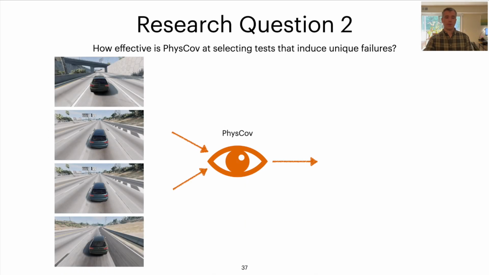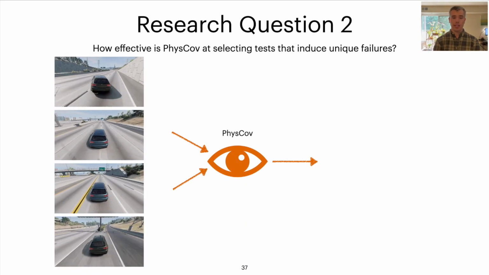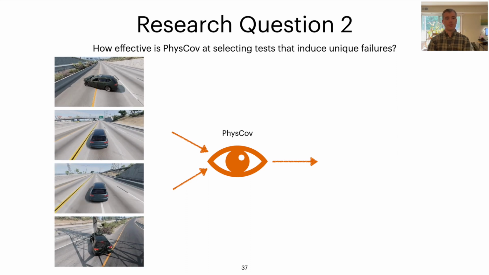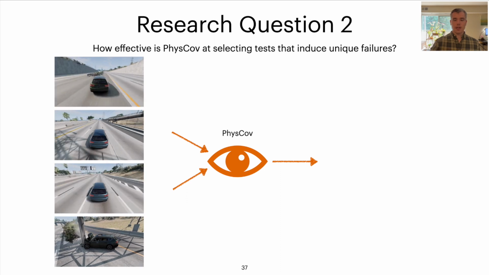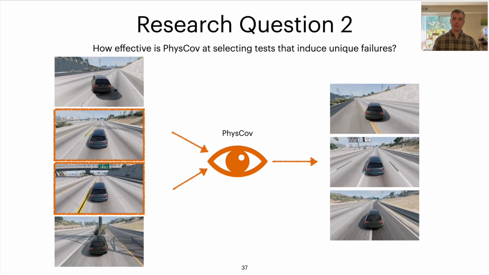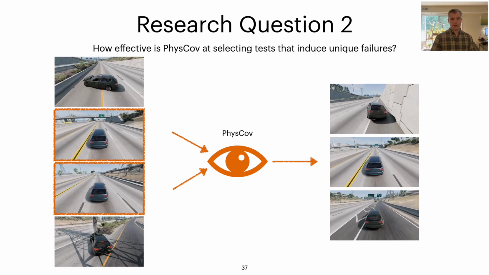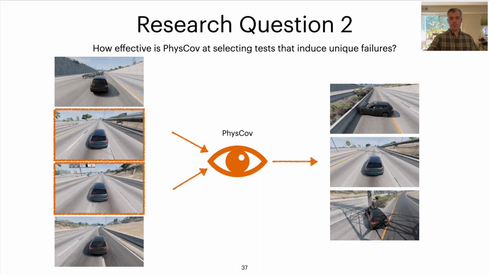Next, we look at the question: how effective is PhysCov at selecting tests that induce unique failures? More specifically, if we were given a set of tests, we would want to select the set of most unique tests. For example, we can see that these 2 tests are very similar, and when we produce a final test set, we'd only want to select one of them. And by doing this, we'd hope that we find more unique failures.